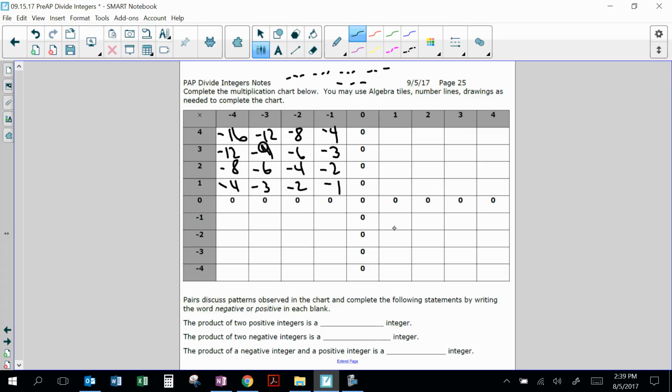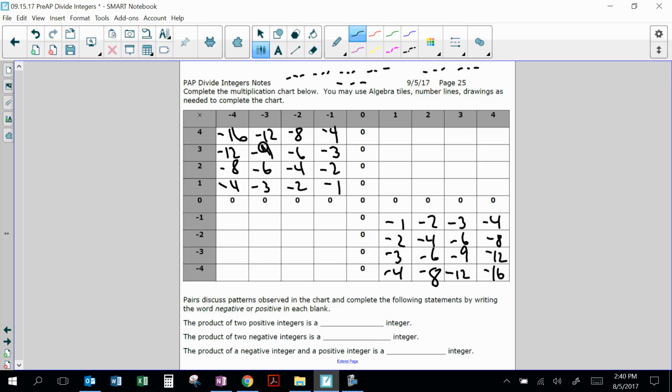Let's go down here. 1 group of negative 1 is negative 1. 2 groups of negative 1 is negative 2. 3 groups of negative 1 is negative 3. 4 groups of negative 1 is negative 4. 1 group of negative 2 is negative 2. 2 groups of negative 2 is negative 4. 3 groups of negative 2, negative 6. 4 groups of negative 2 is negative 8. 1 group of negative 3 is negative 3. 2 groups of negative 3 is negative 6. 3 groups of negative 3 is negative 9. 4 groups of negative 3 is negative 12. 1 group of negative 4 is negative 4. 2 groups of negative 4 is negative 8. 3 groups of negative 4 is negative 12. 4 groups of negative 4 is negative 16.